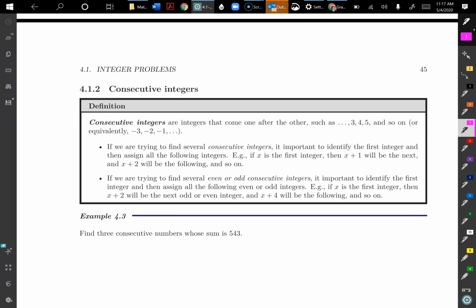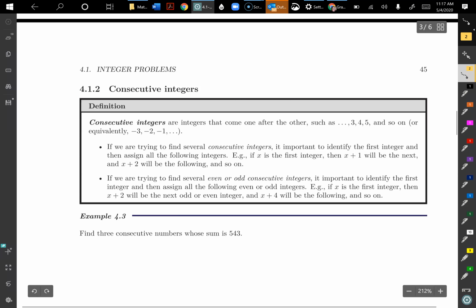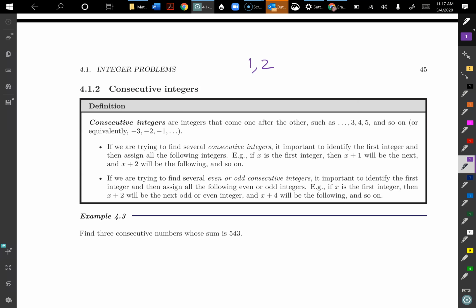So consecutive integers, I want you to read through this definition here, what that means. It's just numbers next to each other. You can read that in more detail. But if I have, for example, the number 1, the next consecutive integer would be 2. So we're not looking at the fractions in between, it's just integers. If I wanted to look at the next odd integer, I would be looking at 3, right, for odds. So I have to think I would add 2. That's 2 more this time, right?